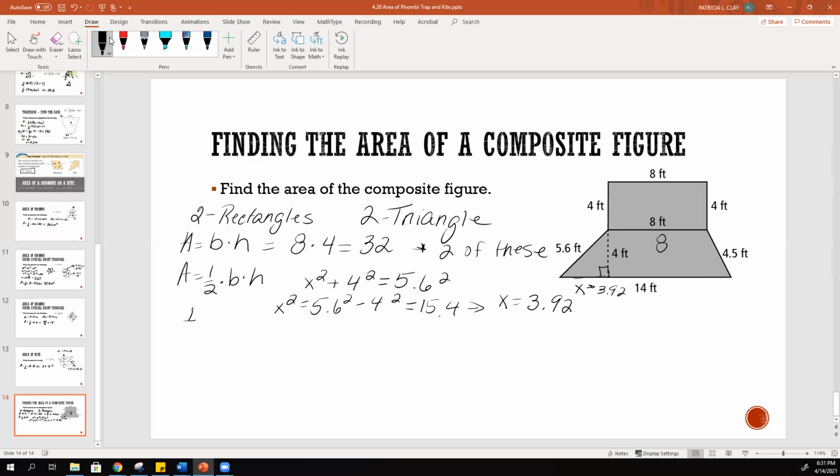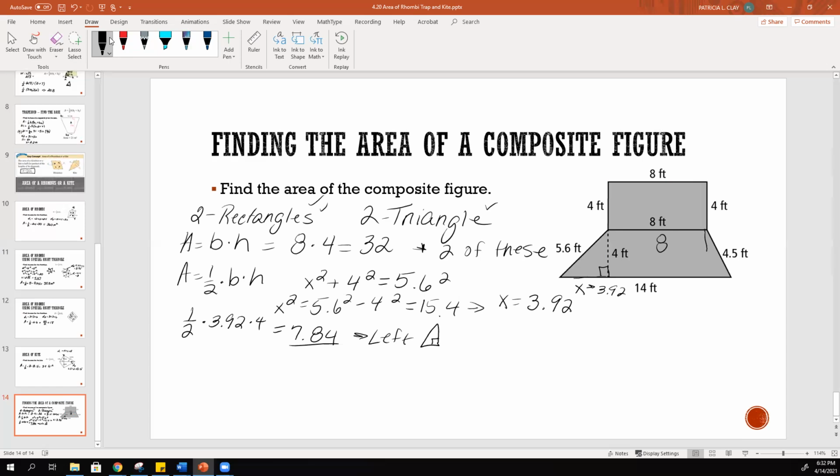Now we can use that to calculate the area. 1/2 times 3.92 times 4 for the height gives us a total of 7.84. So this is our left triangle. Put a little symbol right there. All right, so we've got our 2 rectangles and 1 triangle done. We need to do this last one.